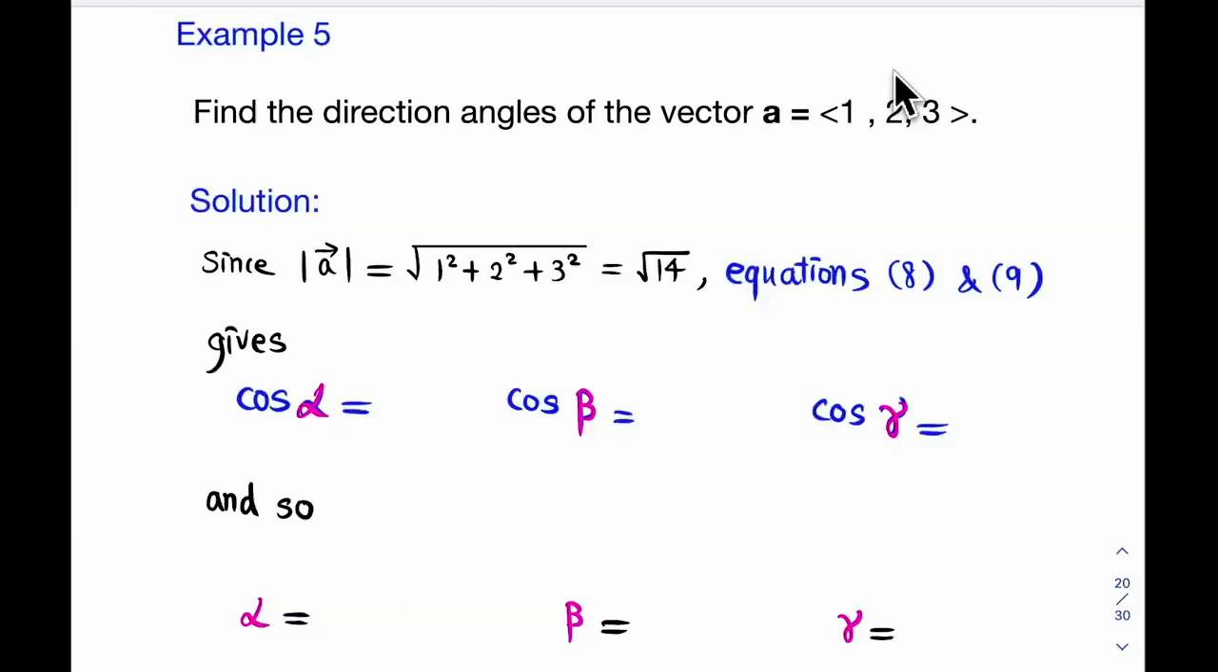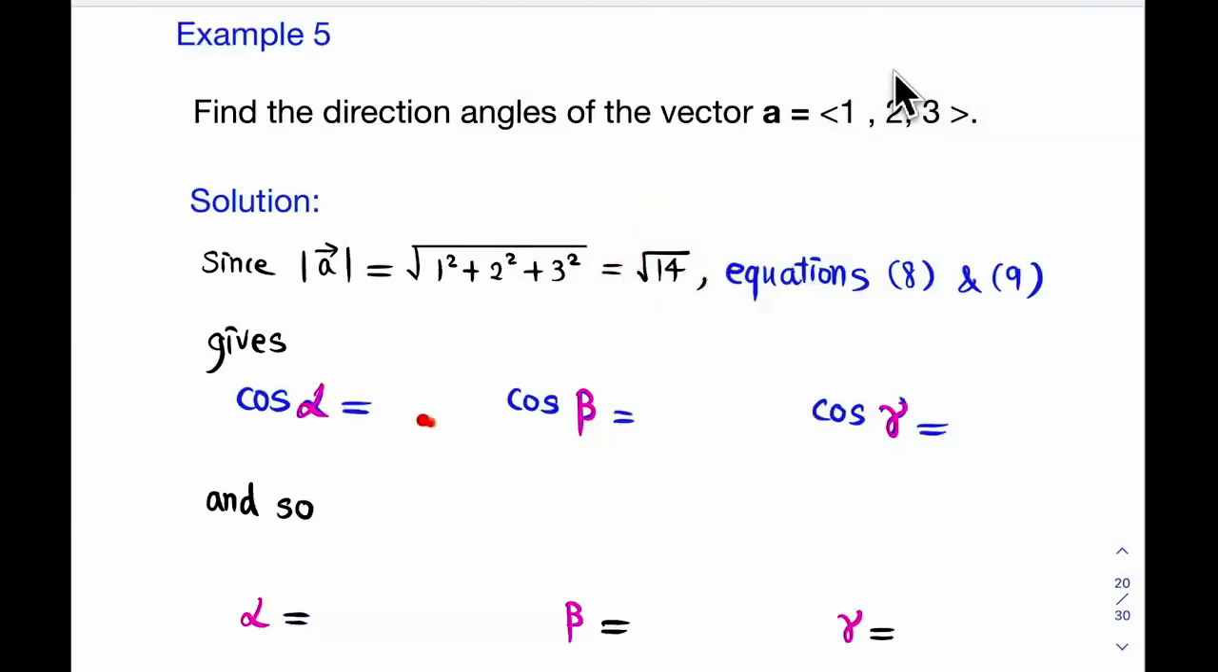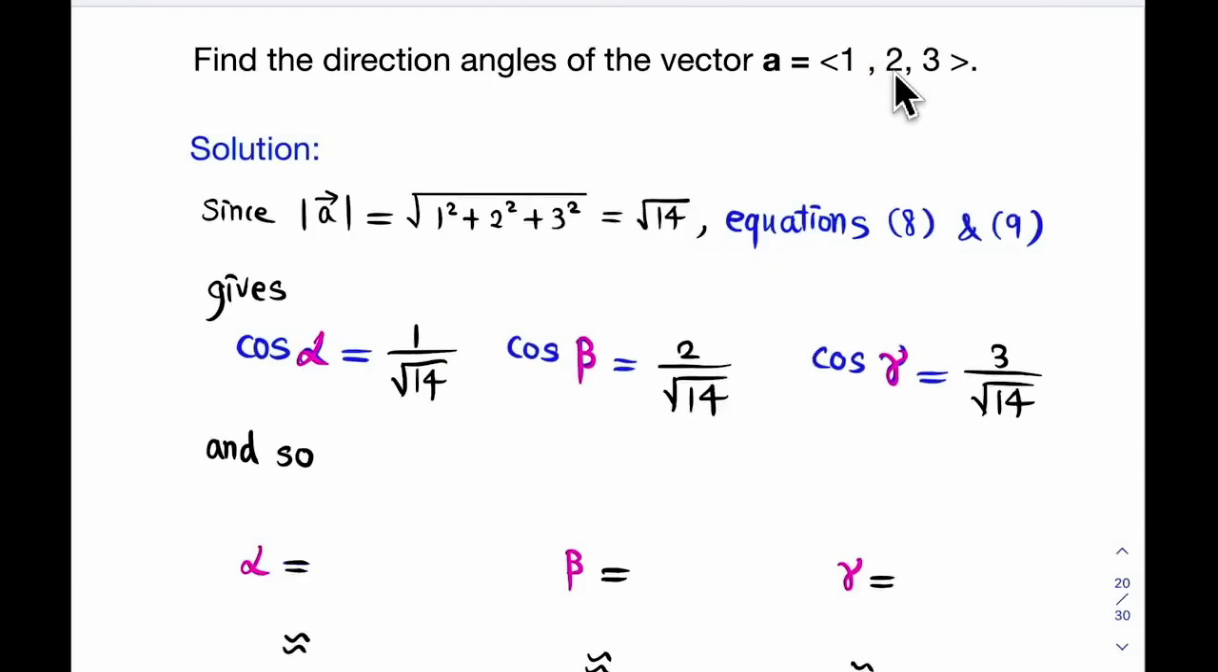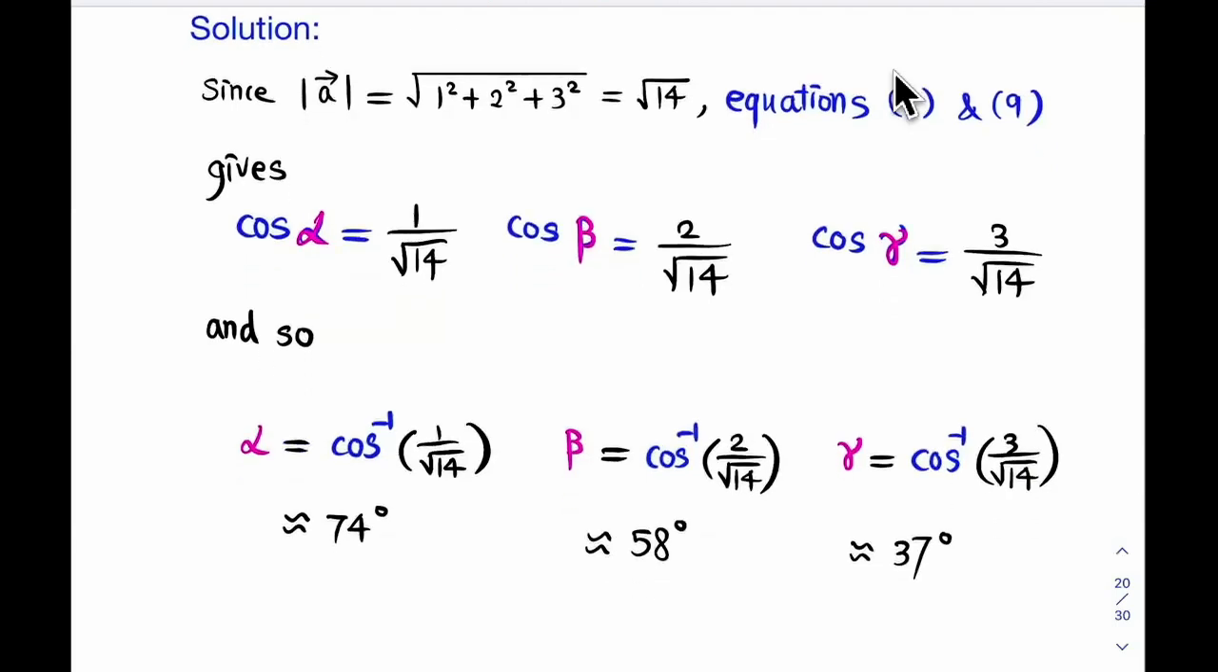So can someone tell me what's cosine alpha? Yes, it's going to be A1 over the magnitude of A. That's cosine alpha, right? So it's 1 over square root of 14. Similarly, cosine beta is 2 over square root of 14, and cosine gamma is 3 over square root of 14. Now, once you know the cosine, how do we figure out the angle? We take the inverse cosine, right? So we can put the inverse cosine here, here, and here, and then we get the angle. Notice that this one is the exact answer and this one is the approximation.